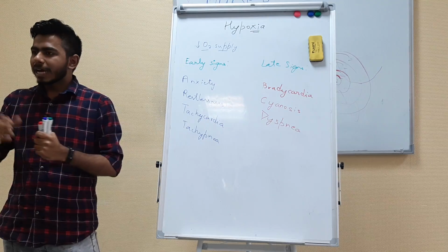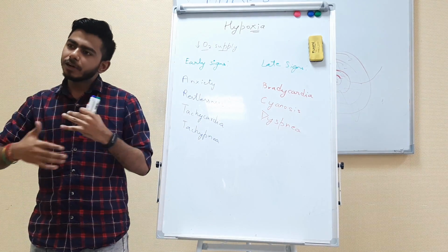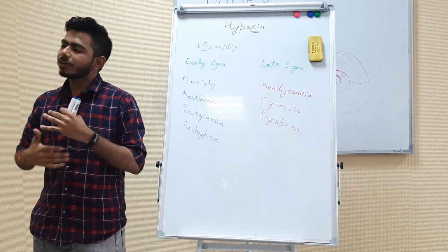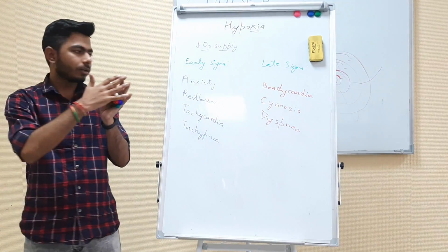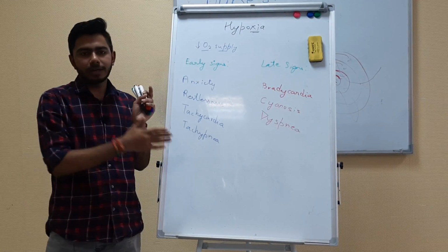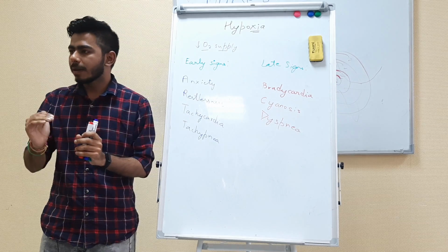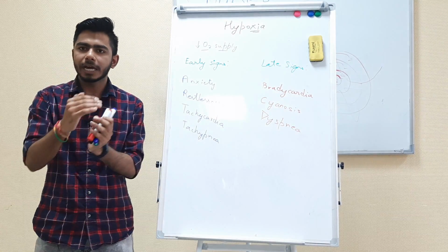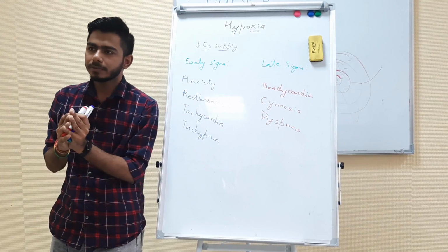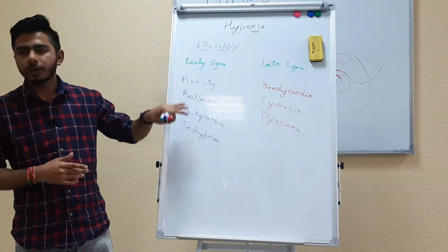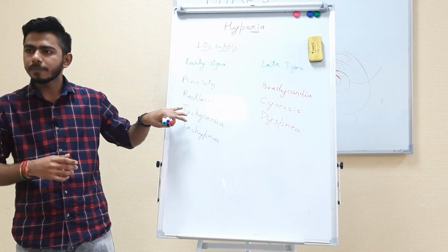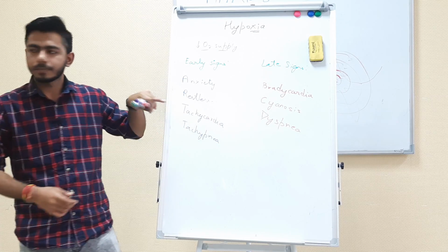So let's talk about the types. For the ease of understanding of this topic, what we did is that we have the types of hypoxia, so that we can look over the types and the etiological factors. So now let's talk about the types of hypoxia. Shall we continue? Shall I rub this portion?